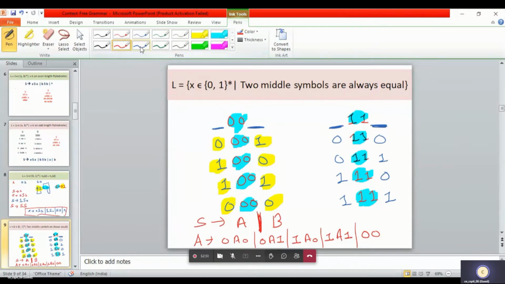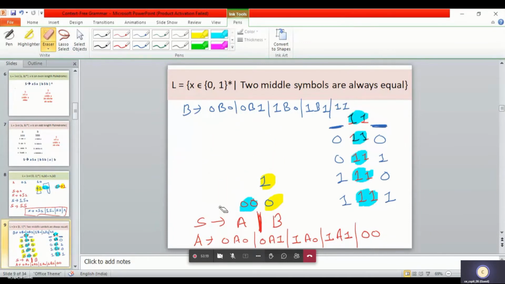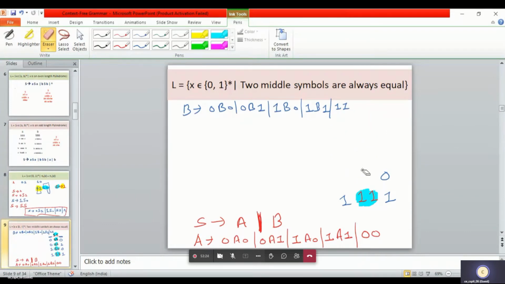Similarly, if I want to write for B, I can write like this. For B, we'll write 0, B, 0, then 0, B, 1, then 1, B, 0, 1, B, 1, and 1, 1. So you can see that we have two different alternatives here, and we can derive any string. Let us derive some strings using this grammar. Why do we have two different paths? Because either you require a middle symbol as 0, 0, or you require a middle symbol as 1, 1. So we have two different paths here.